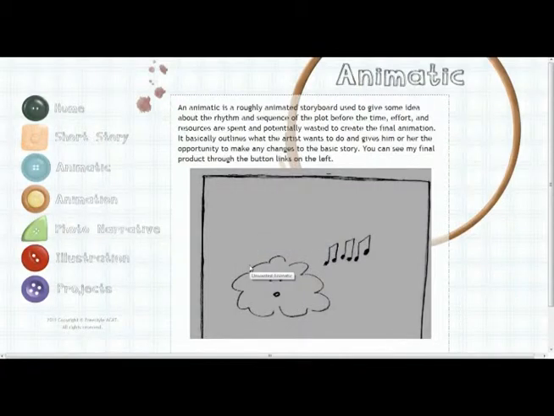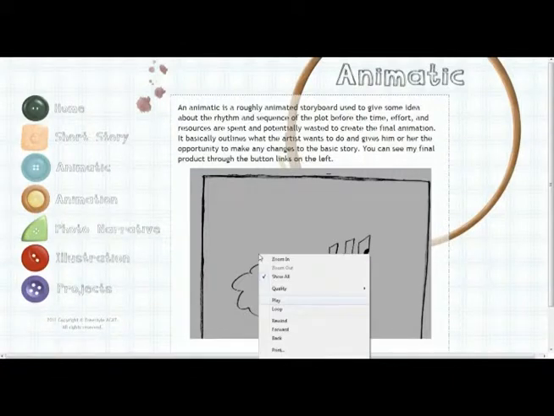An animatic is a roughly animated storyboard used to act as a blueprint for the final animation. Here's a little bit of that.